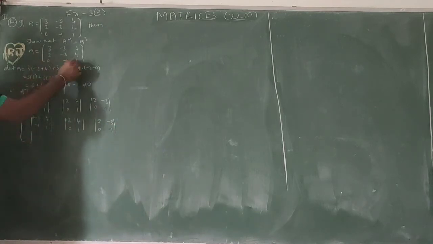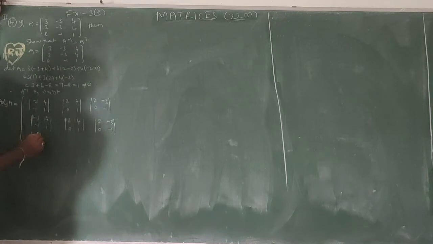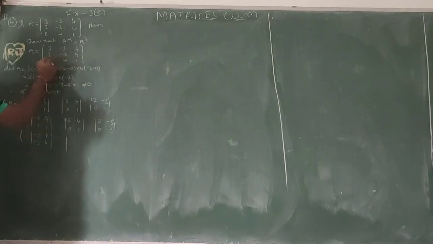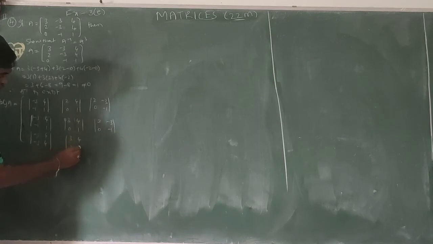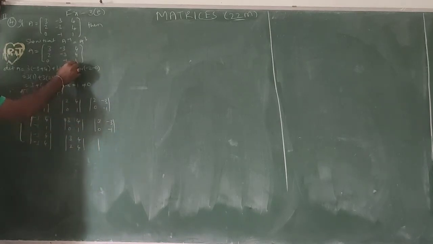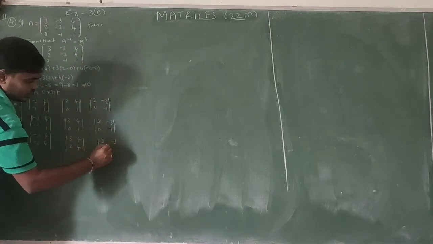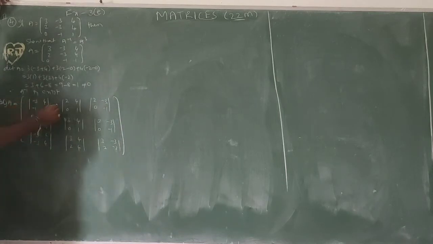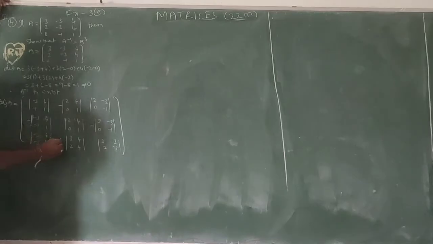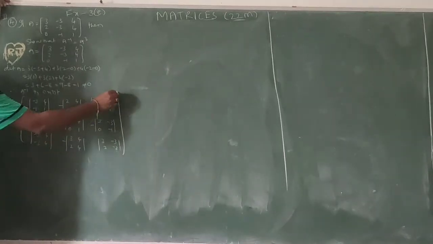For this element, leave this row, this column: -3, 4, -3, 4. Next, for this element, leave this row, this column: 3, 4, 2, 4. For this element, leave this row, this column: 3, -3, 2, -3. Plus, minus, plus, minus, plus, minus, plus, minus, plus, whole transpose.